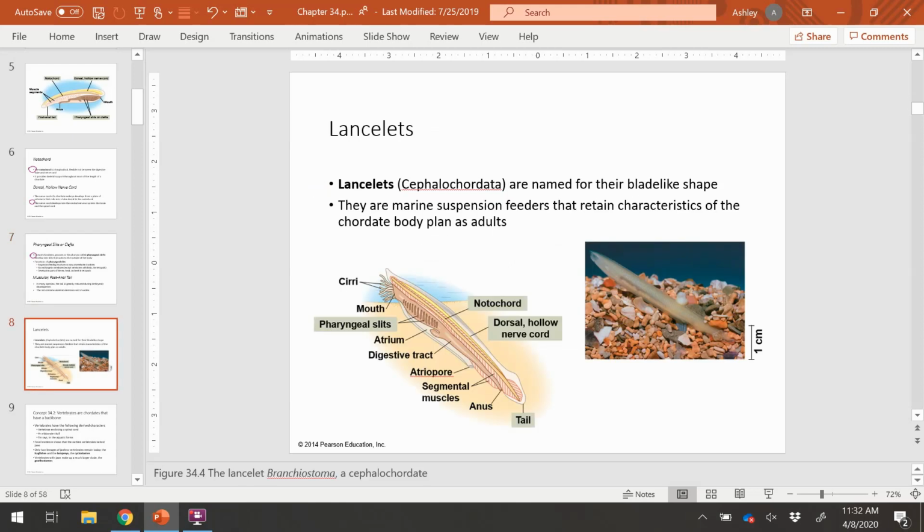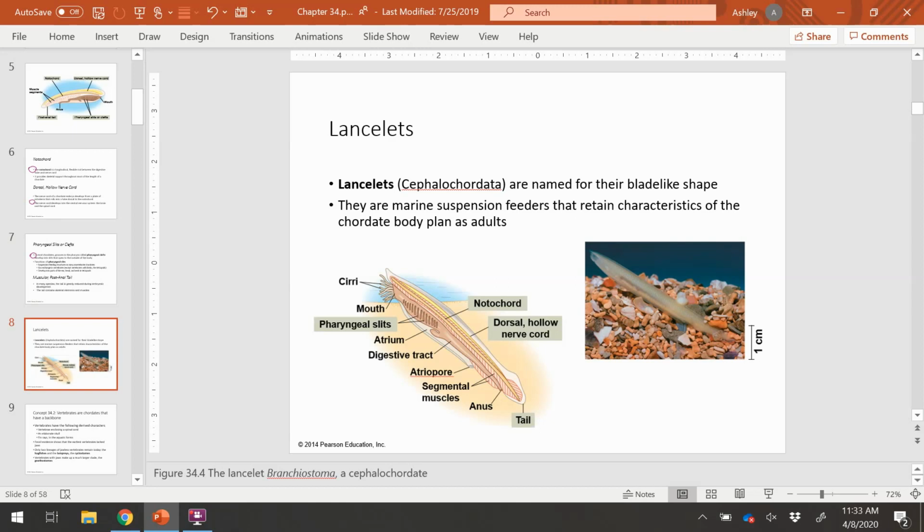Right. So looking at our first group of the chordates, the lancelet, cephalochordata, is named for their blade-like shape. They're very tiny marine suspension feeders that bury themselves in the sand, and the unique distinguishing feature is that they retain all four of those characteristics as an adult. And so we won't see that very often, or in any other group really.